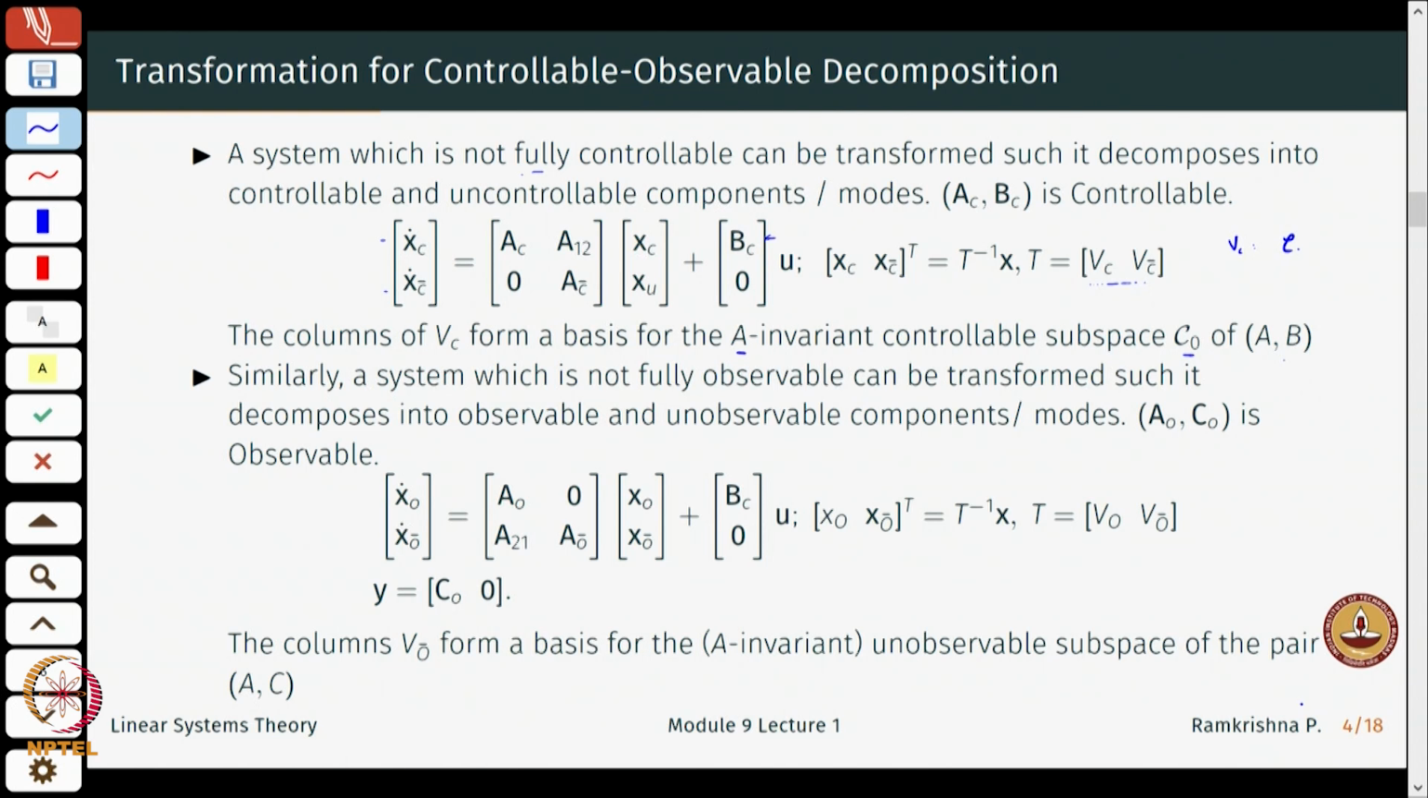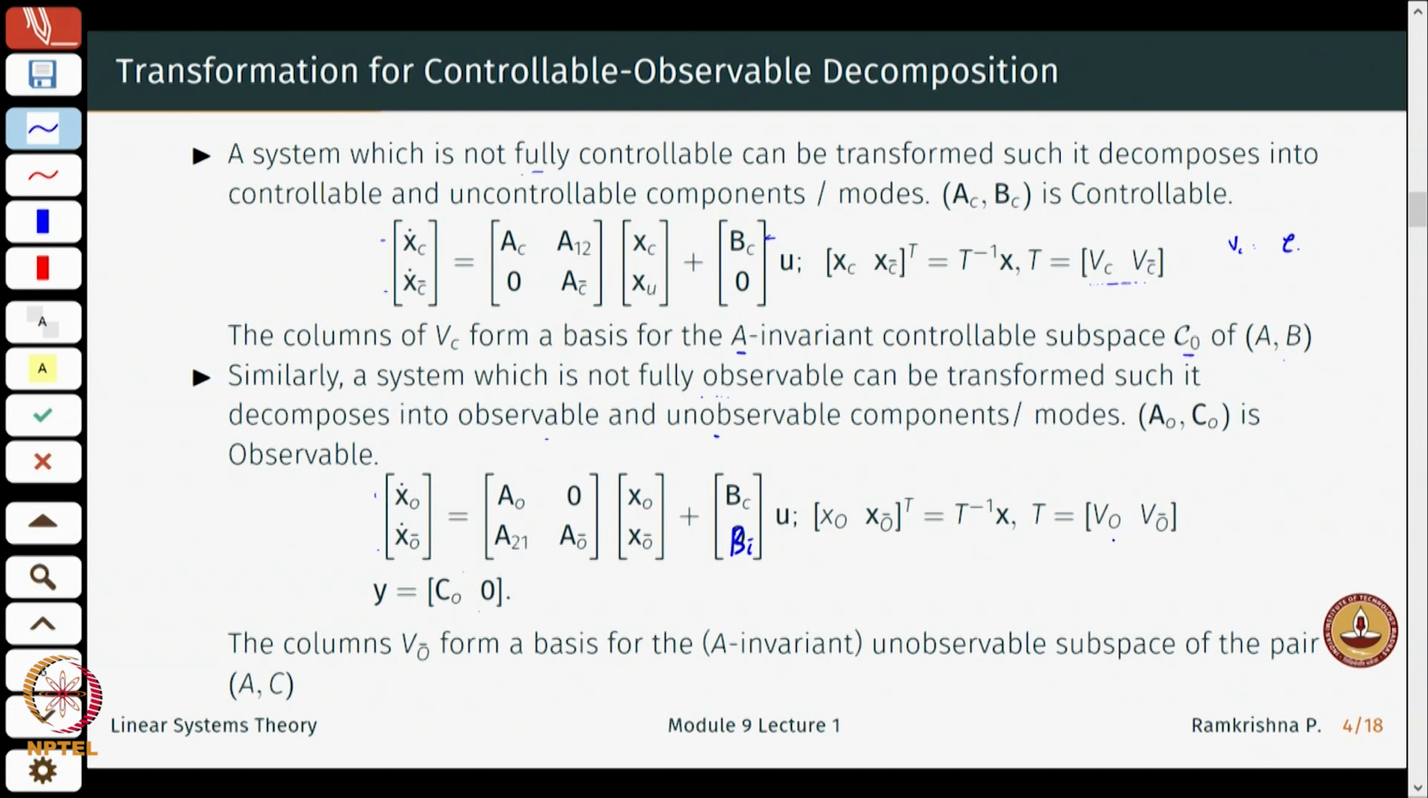Okay. Similarly, in the unobservable case, we know that a system which is not fully observable can be transformed such that it decomposes into observable and unobservable components, right. So these are my first, say, k observable modes, these are my unobservable modes, and C, this need not be 0, but there can be something here like BC bar, and Y will be decomposed into its observable and unobservable components.